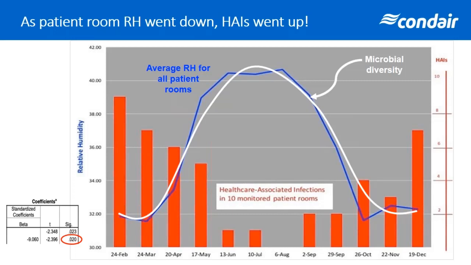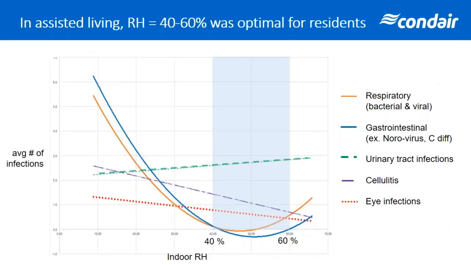And the microbiologists showed us that when the relative humidity was low, the diversity was low. You don't want low diversity, you want high diversity. So two things were associated with relative humidity around 40%: better patient outcomes and a more diverse, healthy microbe population. We were still a little bit skeptical because this was totally new.